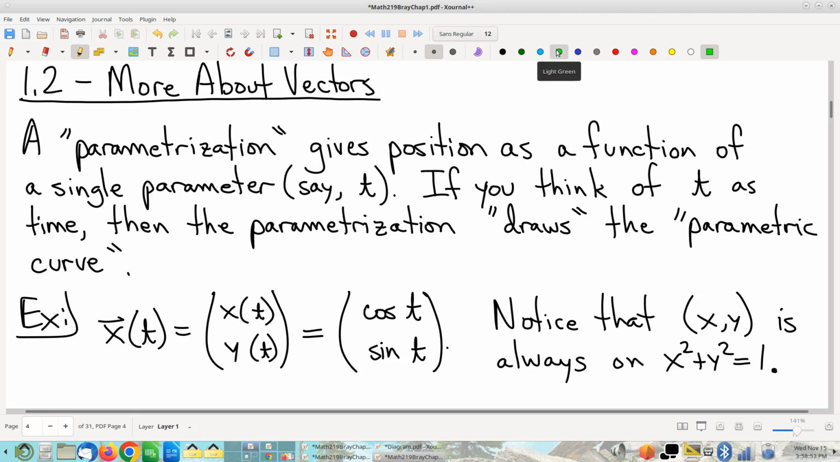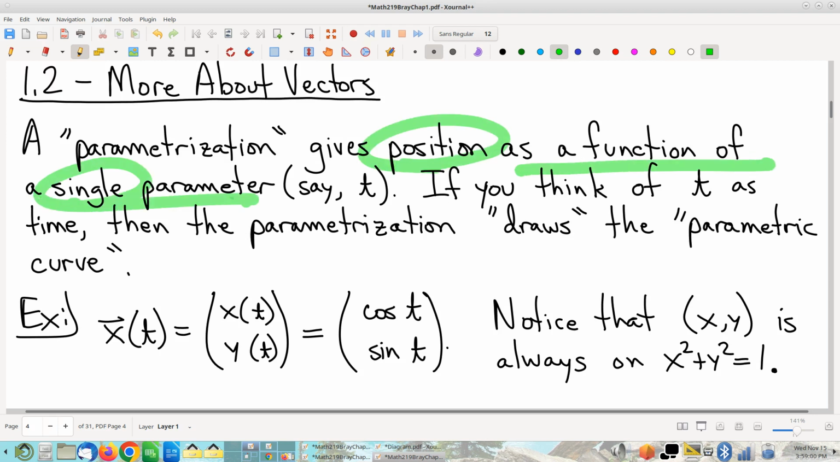So what was the parameterization of a curve? Well, a parametric curve gives position as a function of one parameter. Position as a function of just a single parameter. A side note, we tend to think of that parameter as being time. And if the parameter is time, then we have position as a function of time. That literally describes the process of drawing a curve. Right? And so that's a nice metaphor, very handy. Just a quick reminder there. So, okay, position as a function of a single parameter.